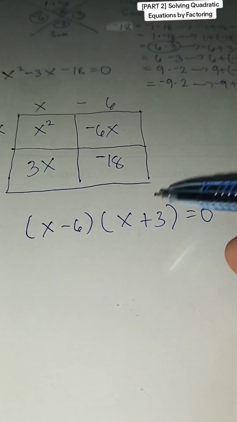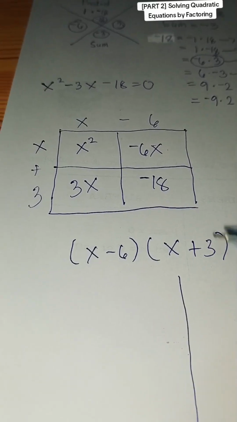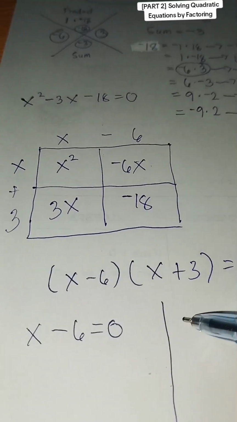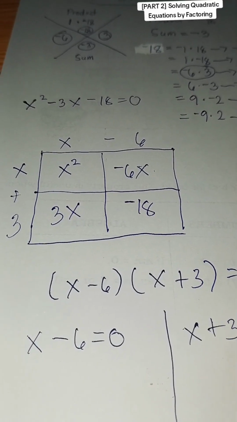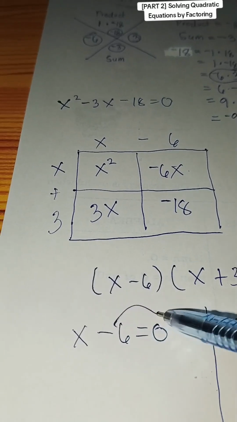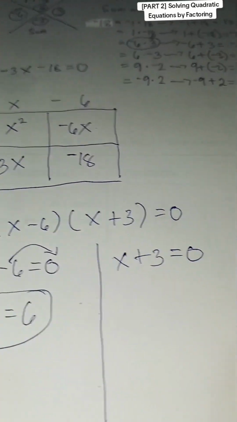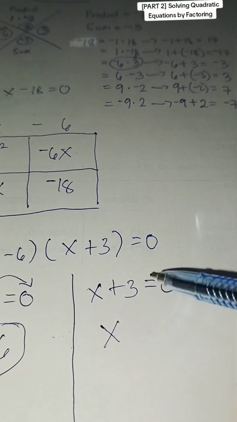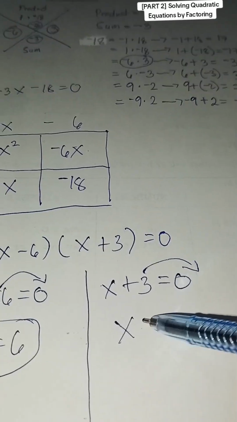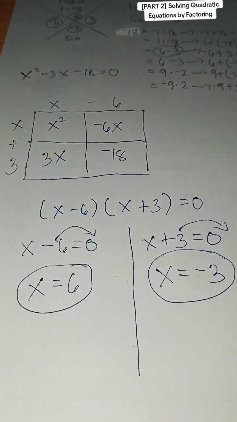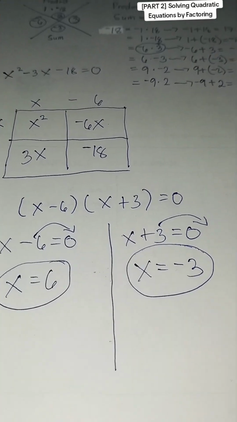Then, we're going to find the value of x. So, split into 2. So, x minus 6 equals 0. Then, x plus 3 equals 0. Then, transpose. So, first is x equals 6. Then, the second one is x. I-transpose na siya. Equals negative 3. So, you have two values of x. X equals 6 and x equals negative 3.